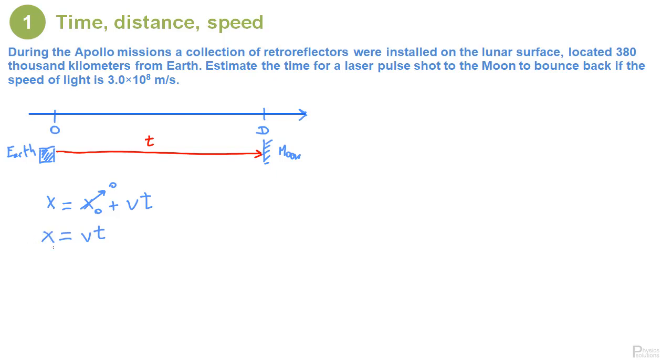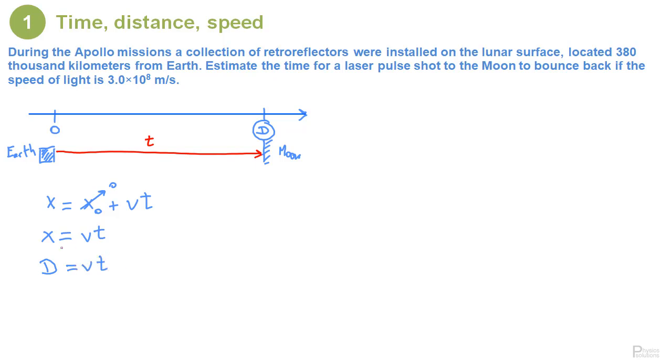Now this tells us the position of the beam of light at any time. We're interested in the moment when the light goes all the way and hits the mirrors on the Moon. In that case, the x-coordinate is equal to d, which is the distance between the Earth and the Moon. So I will set this x to be equal to d, equal to vt.